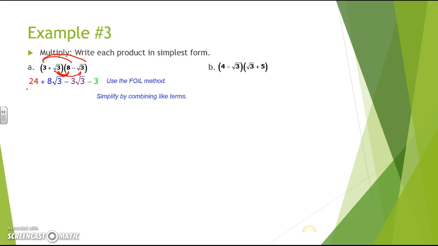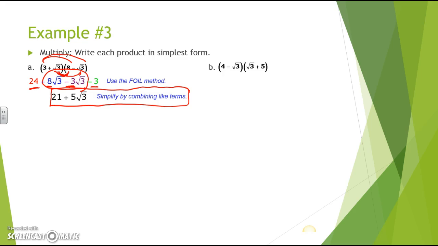We simplify by combining our like terms. So 24 minus 3 gives me 21. 8 minus 3, we can combine these because they both have the square root of 3. 8 minus 3 gives me 5 times the square root of 3, and this is my final answer: 21 plus 5 times the square root of 3.